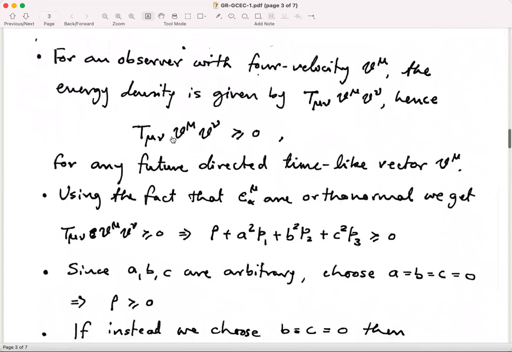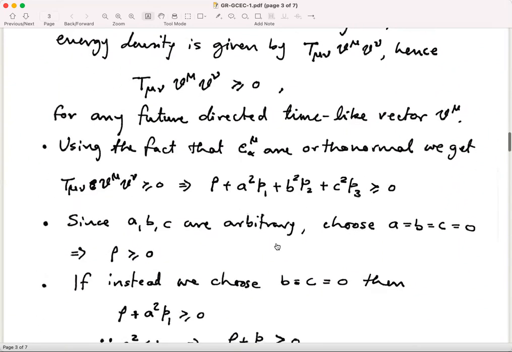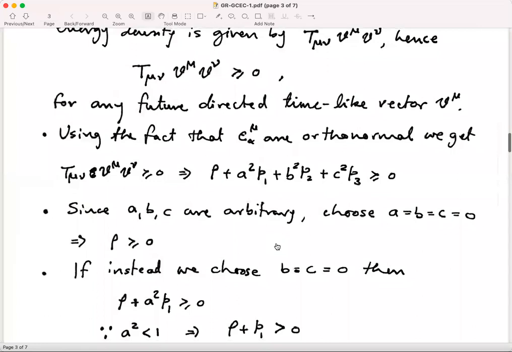Now we could do something else. Instead of setting all three of them to zero, you set two of them to zero. If you do that, then you get rho plus A squared P1 greater than or equal to zero. Now remember, if B equals C equals zero, then A squared is less than one, because A squared plus B squared plus C squared was less than one.